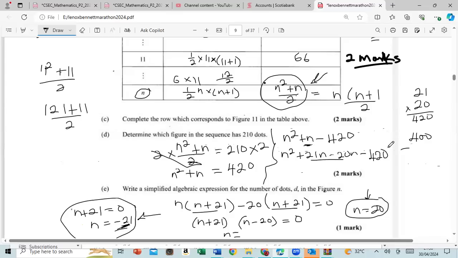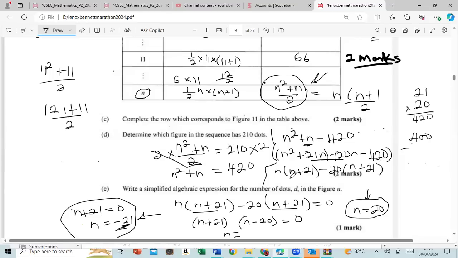And bracket them off, and now I factorize. I take out n as common. n into that leaves n, n into that leaves 21. Then put my minus, and this now will be 20. 20 is common, because 20 can go into this 21 times. 20 into that leaves n. Negative into negative is positive.